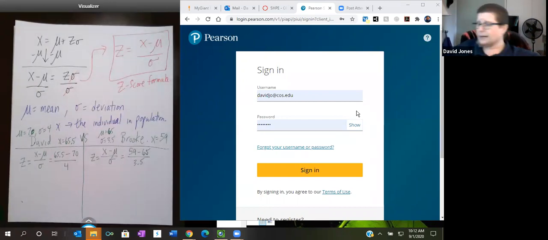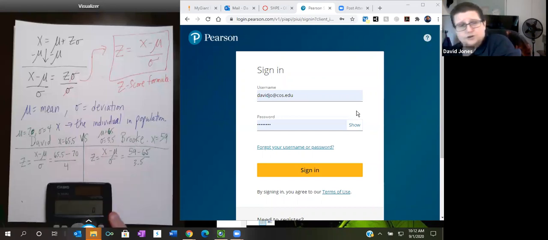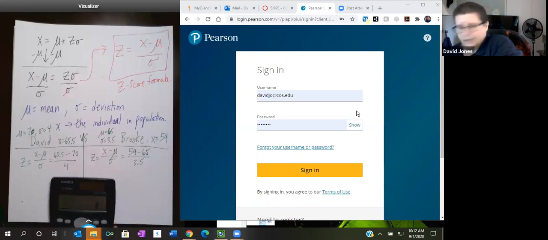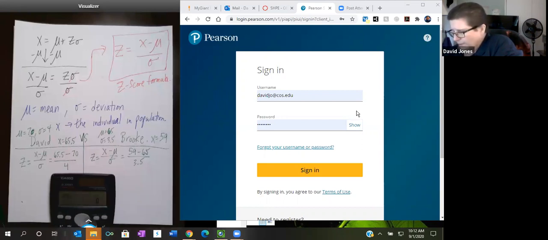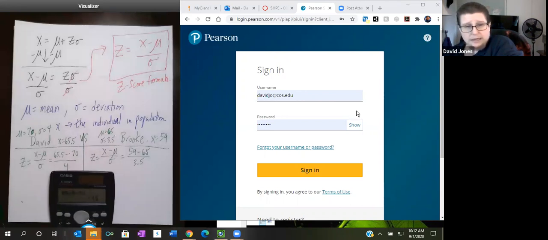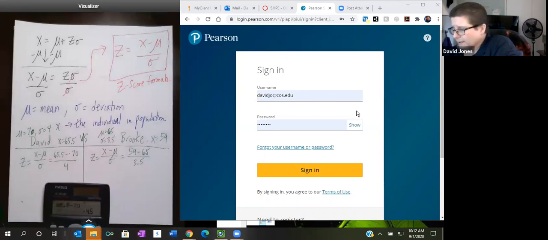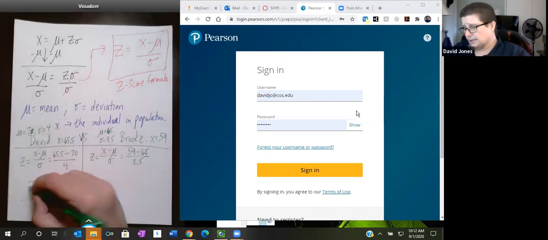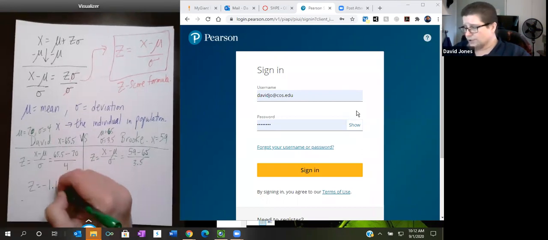So I've got to pull out a calculator. If you don't use parentheses, you should hit the equal sign first. So right now I'm doing 65.5 minus 70. I'm going to hit equal. Negative 4.5, and then I'm going to divide by 4. My z-score was negative 1.125.